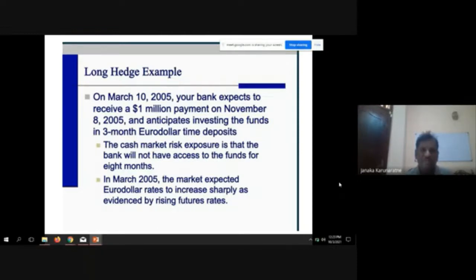Okay. So the cash market risk exposure is that the bank will not have access to funds for 8 months. So you don't get the funds for 8 months. So that is the risk. In March 2005, the market expected euro-dollar rates to increase sharply as evidenced by rising futures rates. So futures rates rise means what? Value of futures contracts will come down.